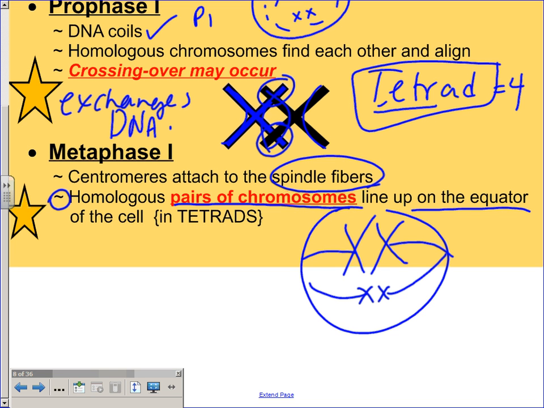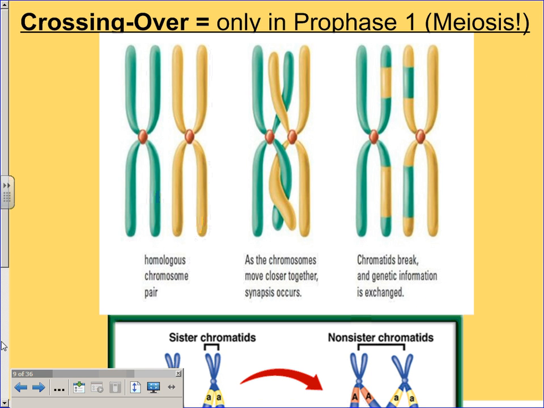Onward. Okay, here's that lovely, look at those crossing overs. They're getting all tangled up. So you see your little homologous chromosome pairs. They go, hey, let's switch our arms and legs, and they switch parts of their body. And you can see the green and the yellow get mixed together. This right here is actually really, really good.